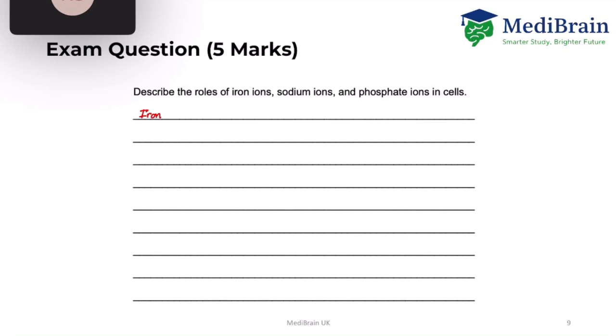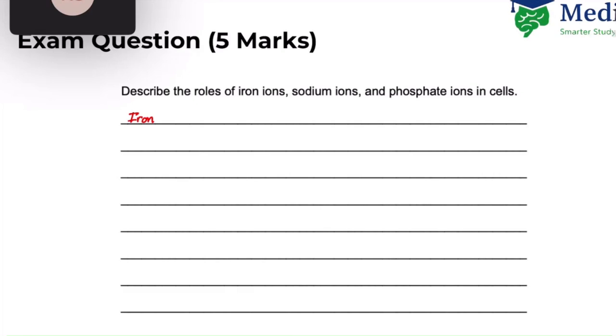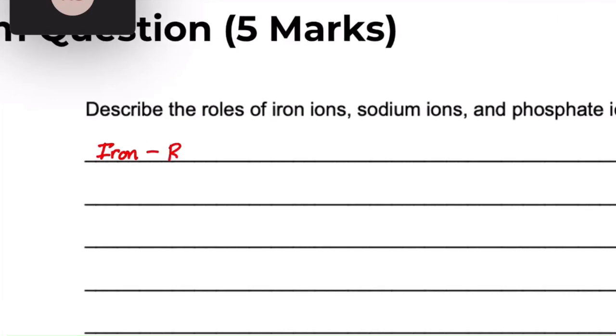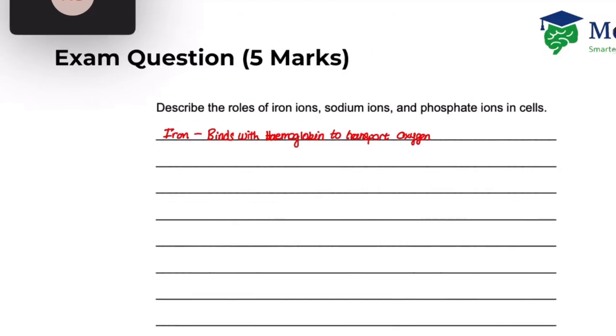We did look at some roles in terms of iron. If we start off with iron, iron binds with hemoglobin to transport oxygen. So it binds with hemoglobin to transport oxygen. Okay, so that's what iron does.